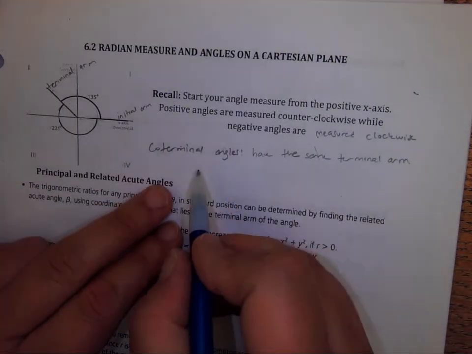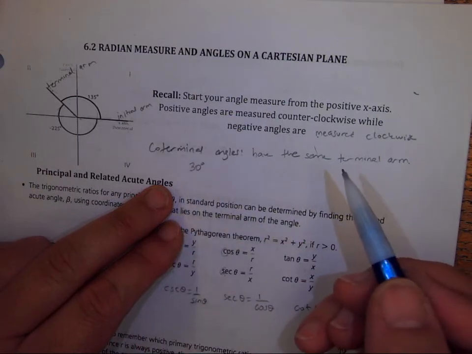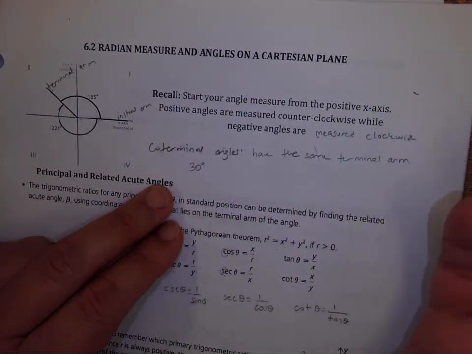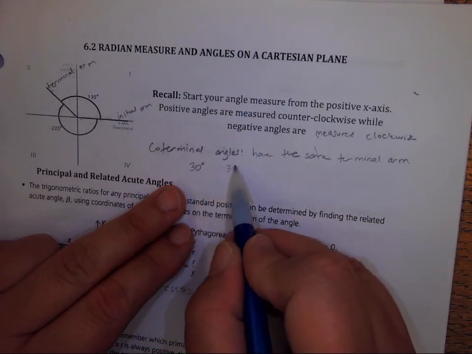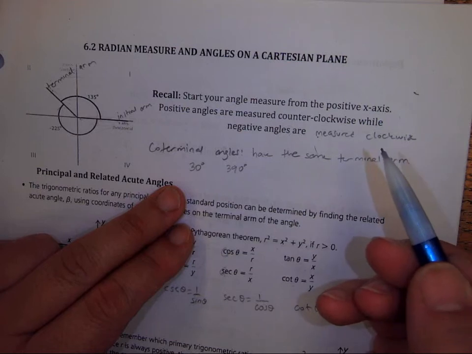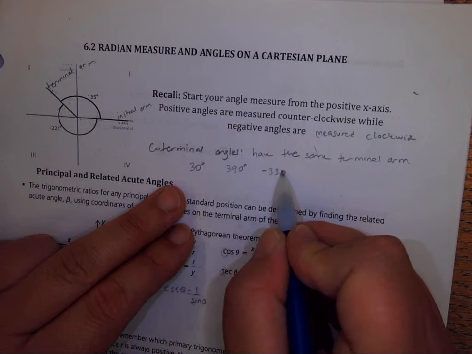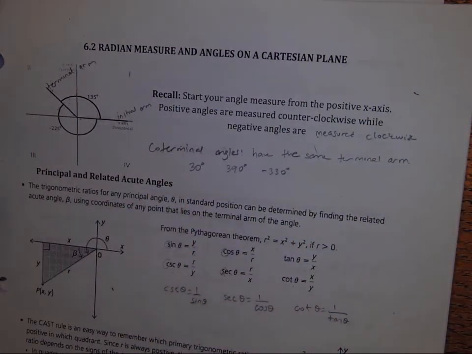Let's say you want to find coterminal angles to 30 degrees. What would you do? You would add or subtract multiples of 360 degrees to get other coterminal angles. When you add 360, you get 390 degrees. When you subtract 360, you get negative 330 degrees. Or you could add 2 times 360, which is 720, or subtract 2 times 360. So just multiples of 360.